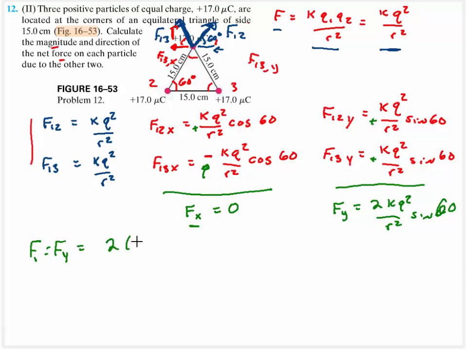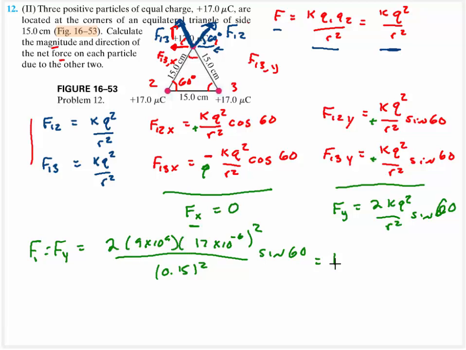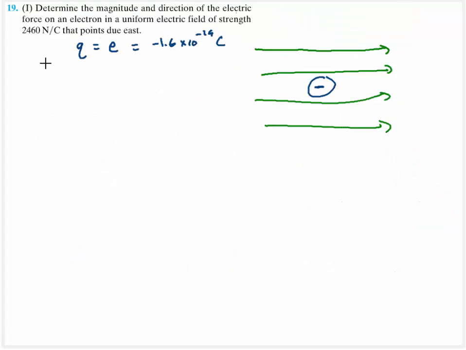So 2 times 9 times 10 to the 9th times the charge, 17 times 10 to the negative 6. Don't forget to square that guy. Divide that guy by the distance, 0.15. Again, square that. Sine of 60 degrees. You type all that into your calculator, and you're going to get 199.96 newtons.